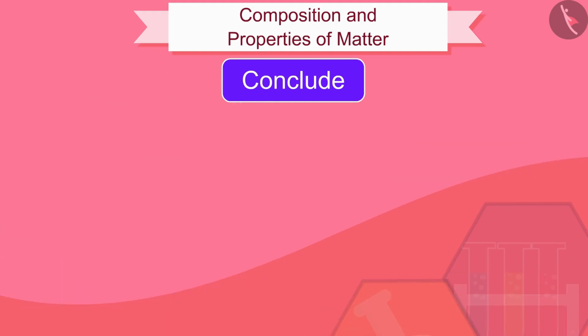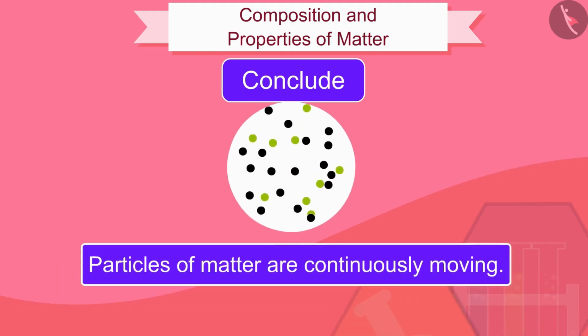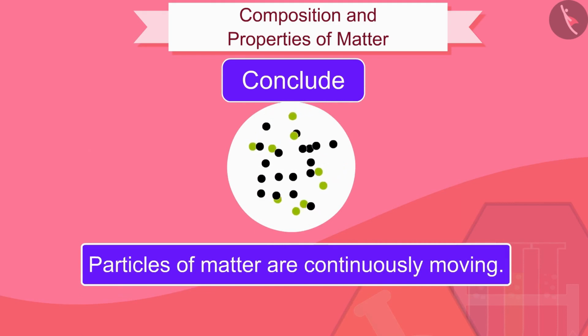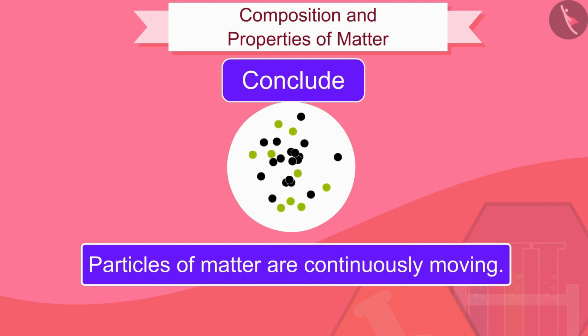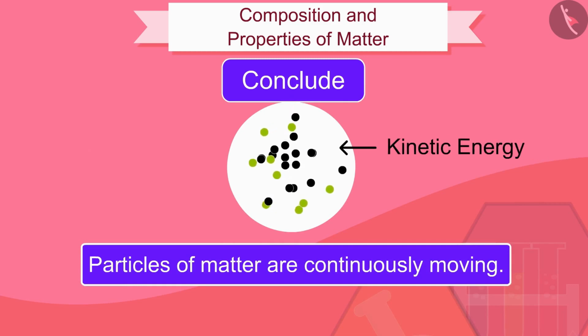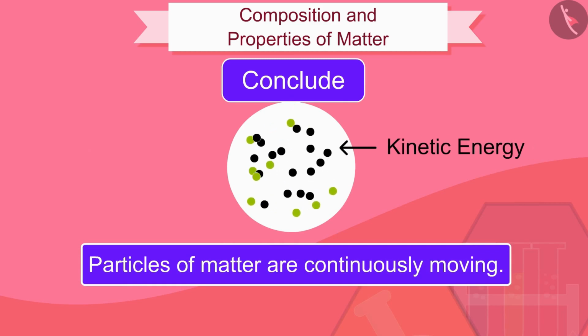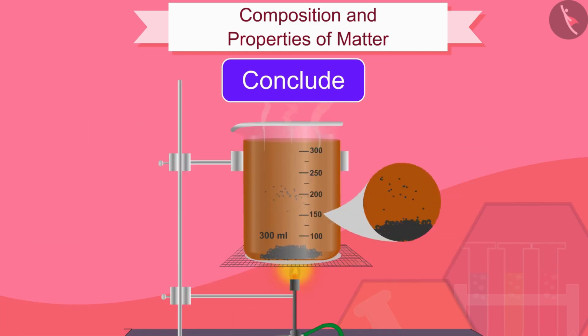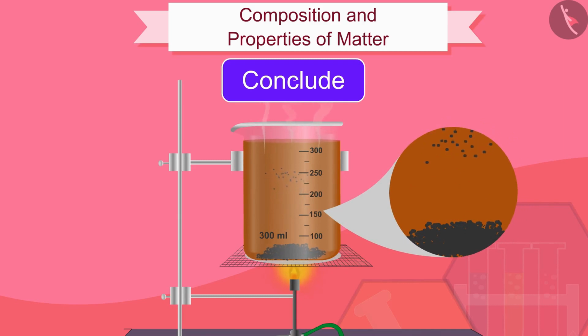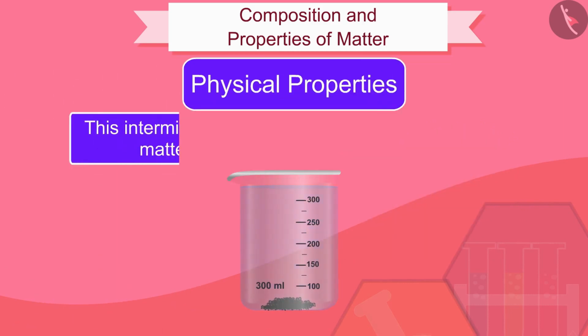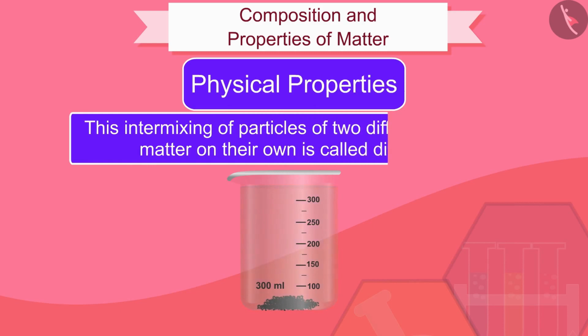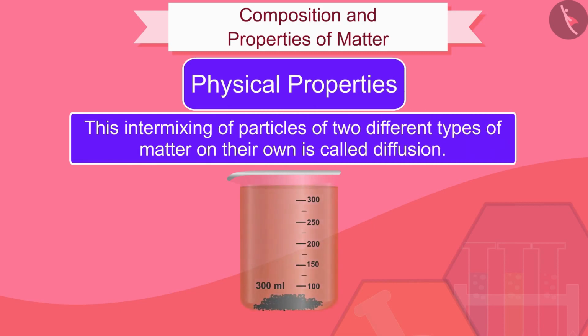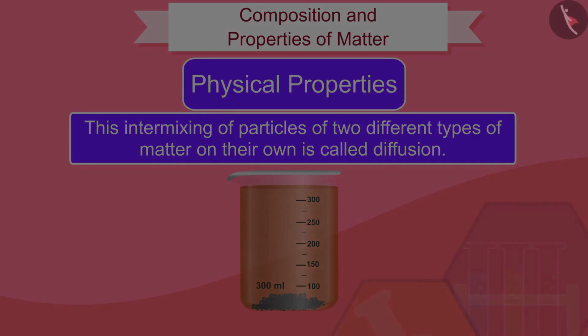In other words, we can say that particles of matter are continuously moving. That is, they have kinetic energy. And this energy increases as the temperature increases. This intermixing of particles of two different types of matter on their own is called diffusion.